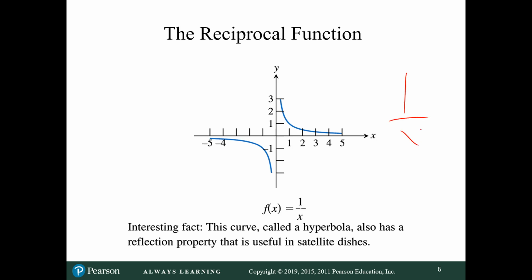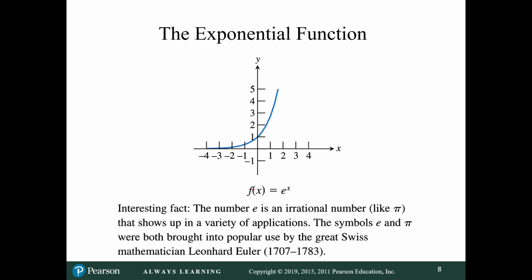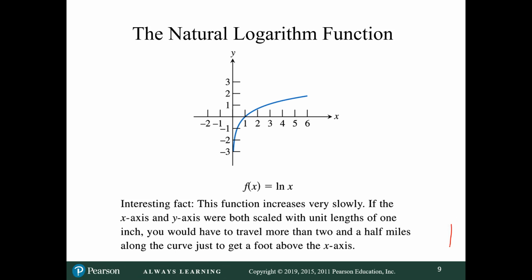Reciprocal function, a reciprocal function is like 1 over x. Looks like that. Square root function, 1, 1, 4, 2, 9, 3 would be a point, and so on. Exponential function, f of x equals e to the x. Natural logarithmic function is an inverse of the exponential function. Okay, they're inverse functions of each other. So if f of x equals the ln of x, the inverse of it is e to the x.